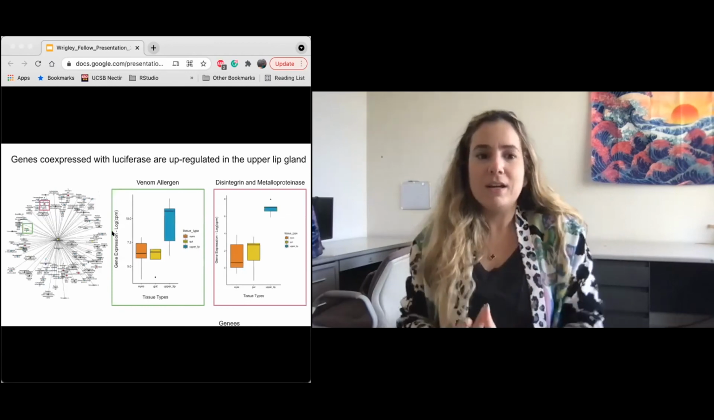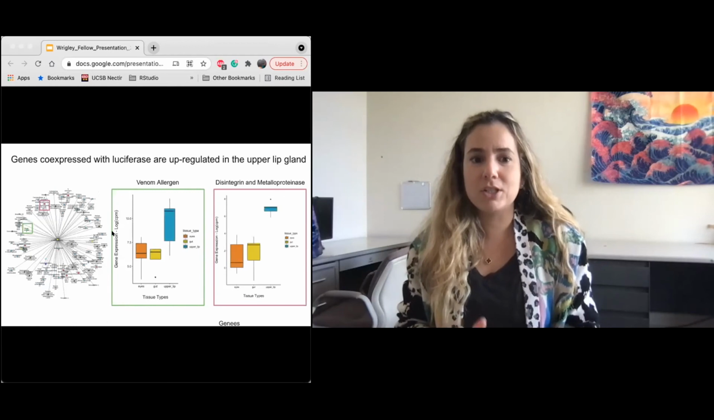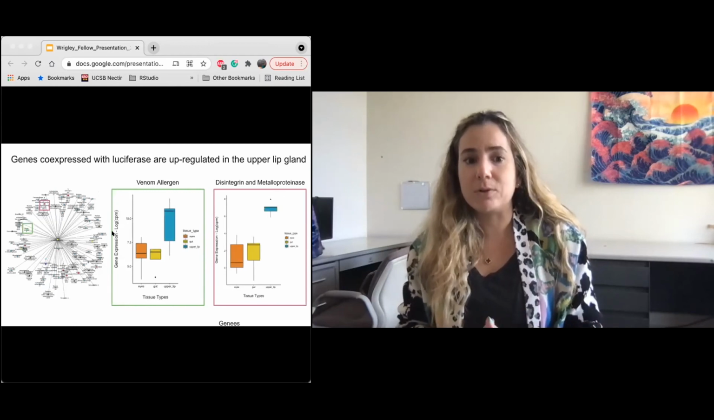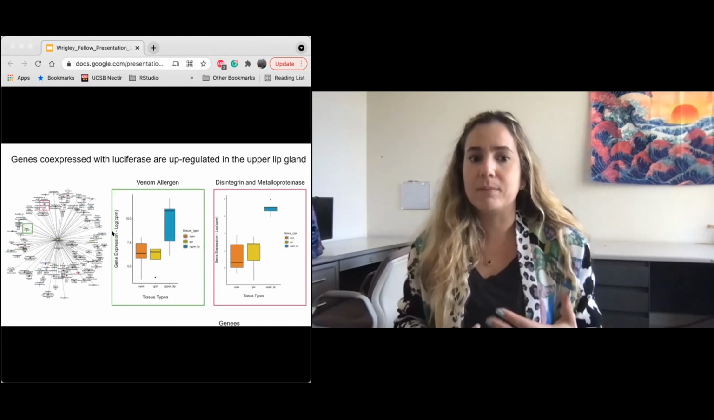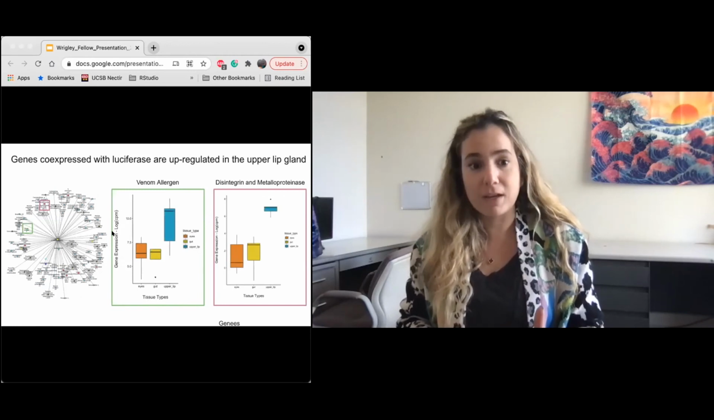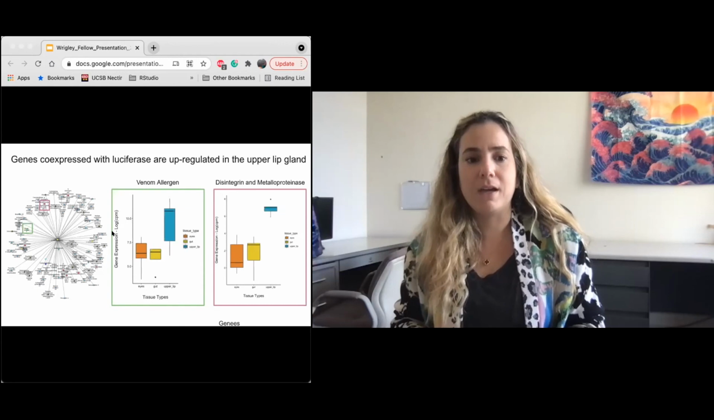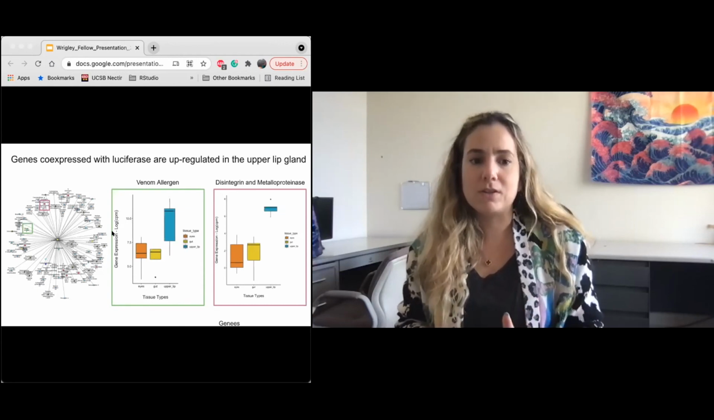And so, secreted genes such as the venom allergen, which are known to elicit inflammatory response, and genes that have this disintegrin and metalloproteinase motifs, which are part of the metalloproteinase family, are genes found in venom cocktails secreted by other venomous animals. So both of these genes are highly upregulated in the upper lip gland compared to the eyes and gut, implying that these genes are of greater functional relevance in the upper lip gland.